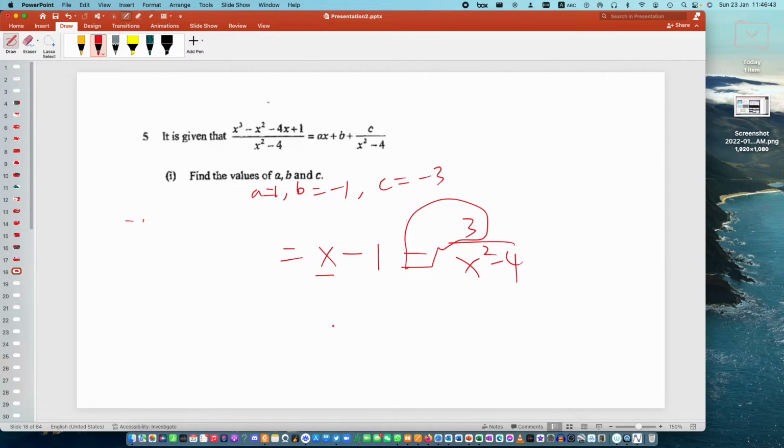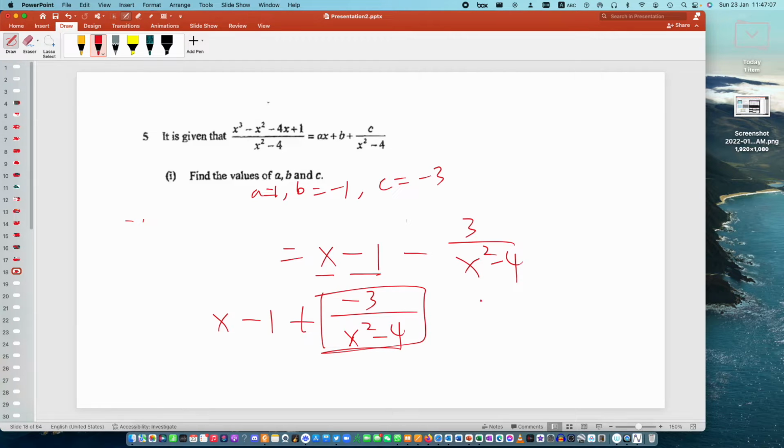Do you need to do partial fraction of x? No. Do you do for mine? No. So you just need to do partial fraction for this term. Okay, C is minus 3. Therefore, I need to do something. So it's minus 3 above, then x squared minus 4. Okay? So I need to do partial fraction for this.